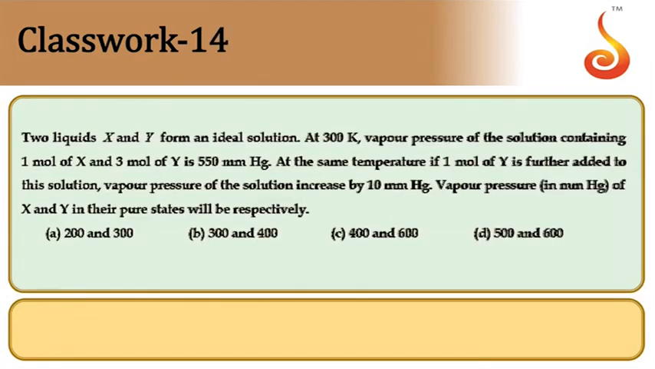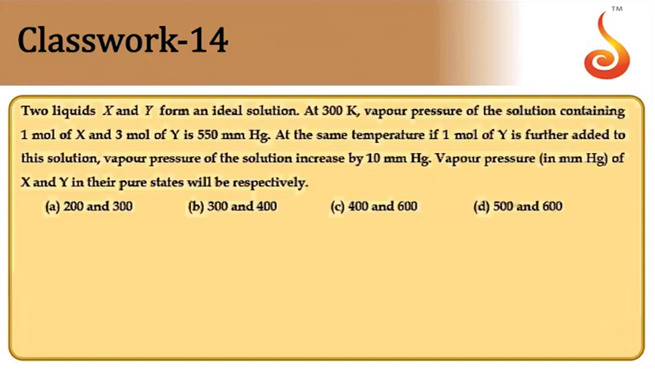Then, two liquids X and Y form an ideal solution. At 300 Kelvin, the vapor pressure of a solution containing 1 mole of X and 3 moles of Y is 550. At the same temperature, if 1 mole of Y is further added to this solution, the vapor pressure of the solution increases by 10 mm. The vapor pressures of liquids X and Y in pure states, that means P0 X and P0 Y, they are asking us now.